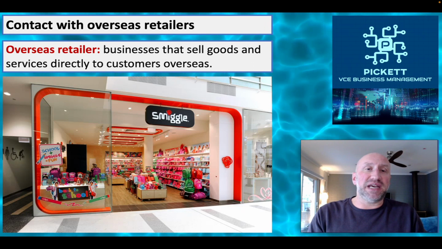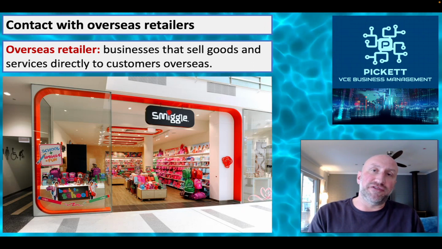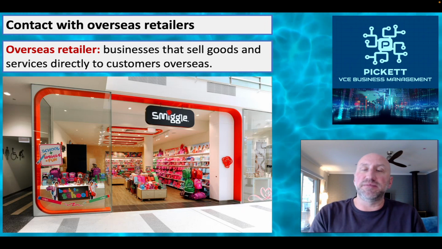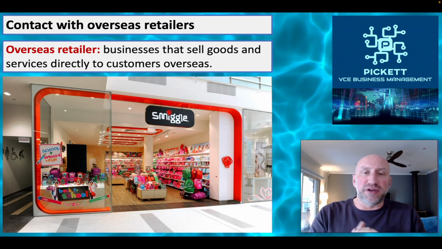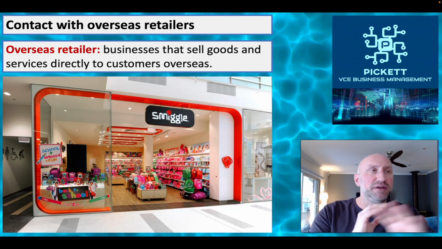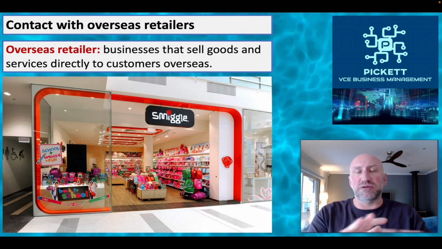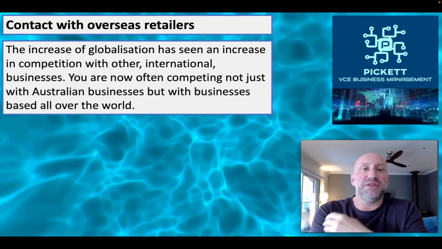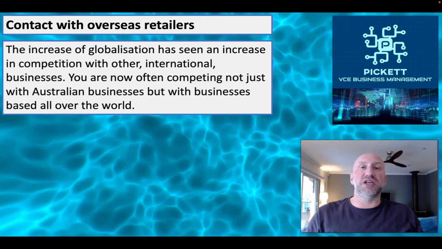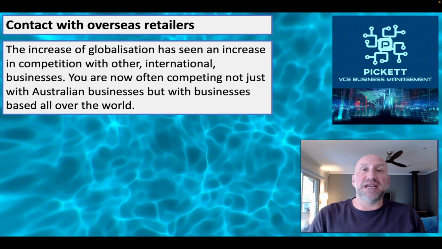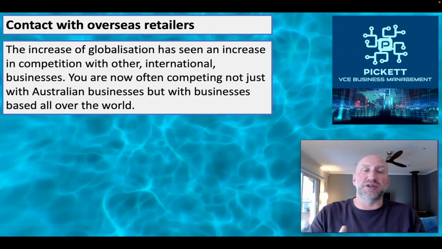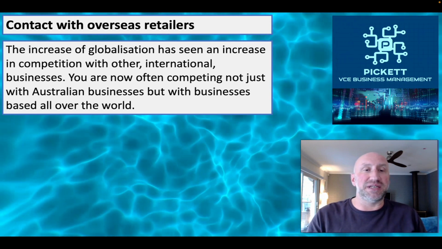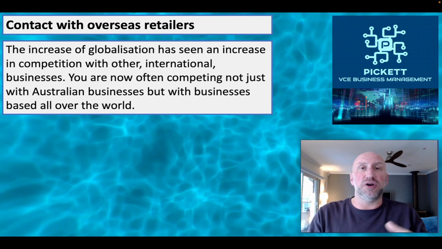Contact with overseas retailers. An overseas retailer, there's a definition for you: businesses that sell goods and services directly to customers overseas. Smiggle is a great example of an awesome Australian business now smashing goals in lots of other countries around the world. And again, the increase of globalization has seen an increase in competition with other international businesses. So even if you're operating just within Australia, you're often now competing not just with other Australian businesses, but with businesses based all over the world.